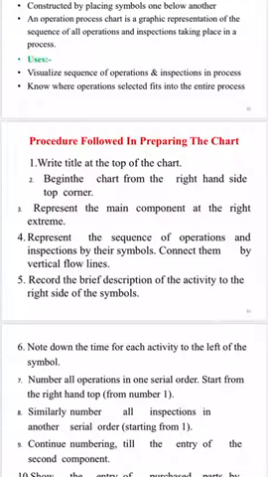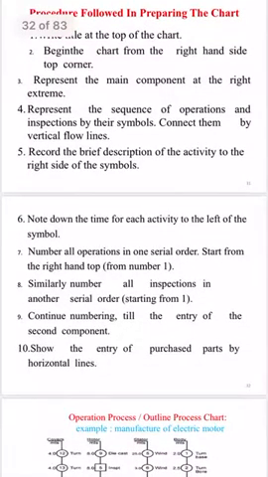Then record a brief description of the activity to the right side of the symbol. So we need to write the brief description of the activity to the right side of this symbol. Then note down the time for each activity to the left of the symbol. So on the right side of the symbol we put the description of the activity, and on the left side of the symbol we put the time required to complete this activity.